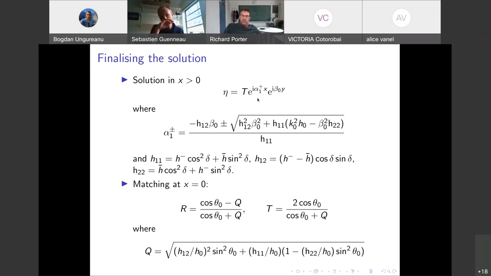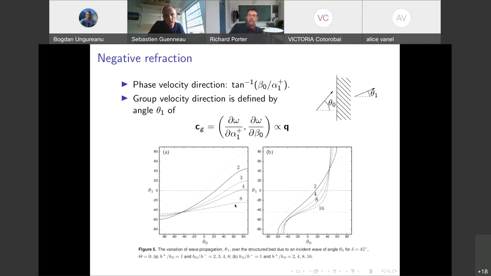So that's my general solution. Of course, I have to match pressures and fluxes in the appropriate way at the interface x equals zero, and I get these explicit expressions for r and t. And here's q. I've just done the maths. There's symbols everywhere, but everything's explicit.